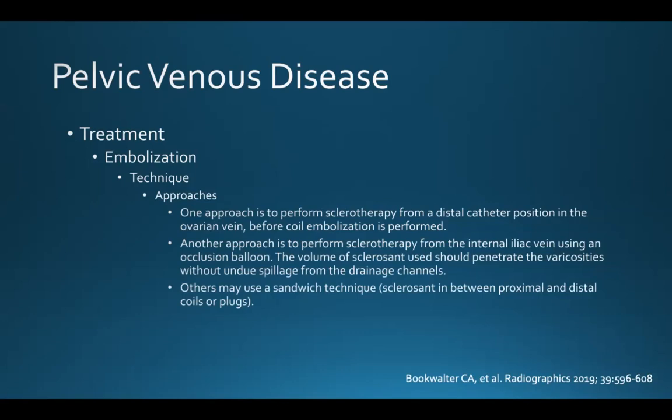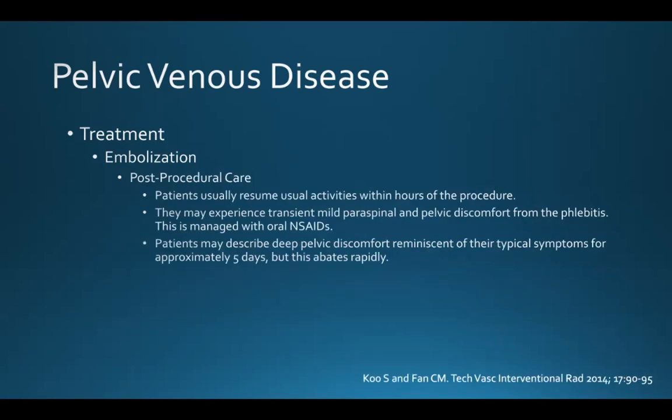There are several different approaches to sclerotherapy. One approach is to perform sclerotherapy from a distal catheter position in the ovarian vein before coil embolization is performed. Another approach is to perform sclerotherapy from the internal iliac vein using an occlusion balloon. The volume of sclerosant used in this technique should penetrate the varicosities without undue spillage from the drainage channels. And others may use a sandwich technique where the sclerosant is placed in between proximal and distal coils or plugs.